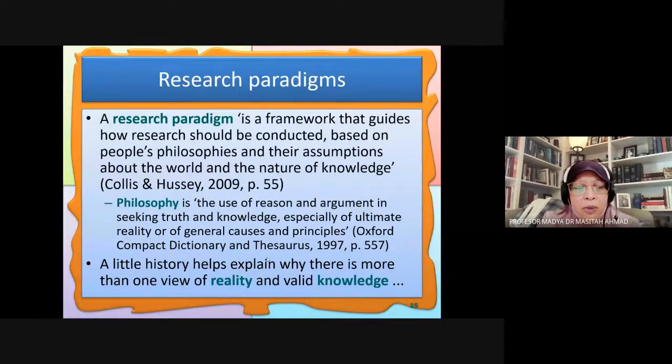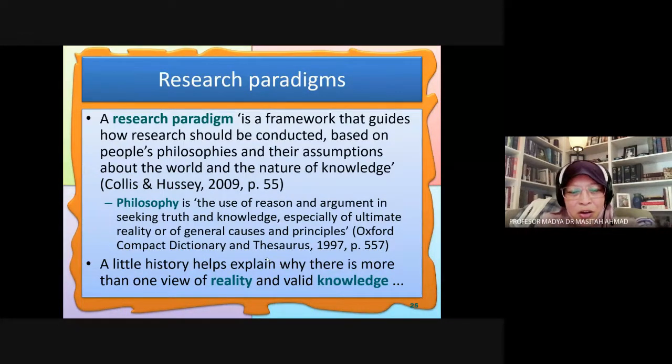And we also have here philosophy. So what actually philosophy is, is the use of reason and argument in seeking truth and knowledge. Supposedly, I should put this slide at the earliest of our discussion here, because when we know about these definitions of research paradigm and philosophy, then we will see the connections, the relation, why we have to know about the ontology, epistemology, and axiology. Okay, but never mind.